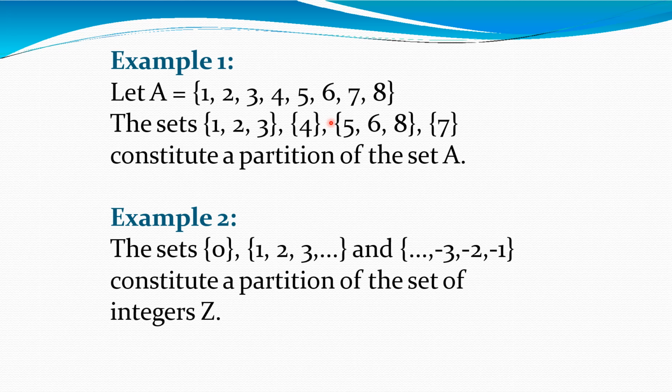Now, there is another partition. Say, first, if I consider {1, 2, 3, 4}, and another set is suppose {5, 6, 7, 8}. Then again, both are non-empty subsets of A which are disjoint and their union is A. So, in this way, for the given set A, you can define many such partitions. For the set of integers, singleton {0}, then positive integers or natural number set, and negative integers. These three sets constitute a partition of Z.